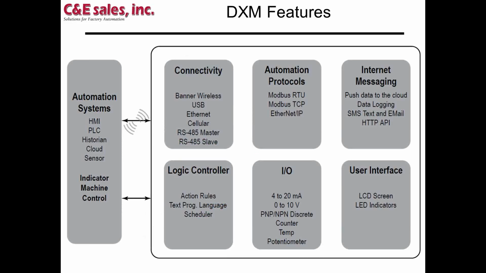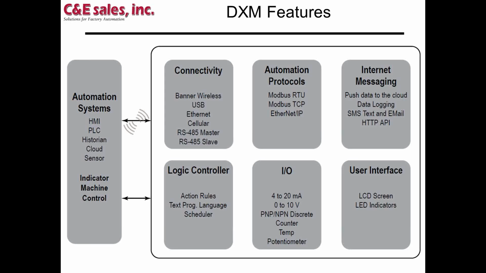So look at some of the features of the DXM100. Again, on the left, we see the automation system, whether that's an HMI or PLC or cloud, some type of historian. In the middle, we've got connectivity, which could be wired or wireless. So obviously, it's controlling the Banner wireless network. There's a USB port, as we said, an Ethernet port, possible or optional cellular. Then there's also RS-485 master and slave. Again, the Ethernet can talk some automation protocols: Modbus TCP, EtherNet/IP, also Modbus RTU.